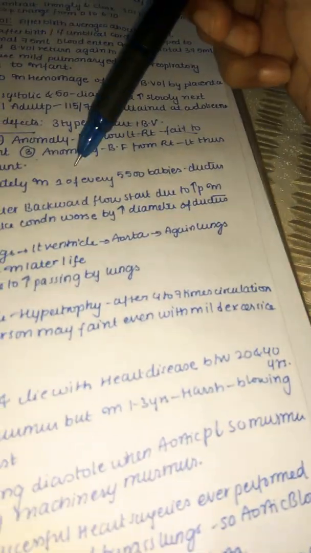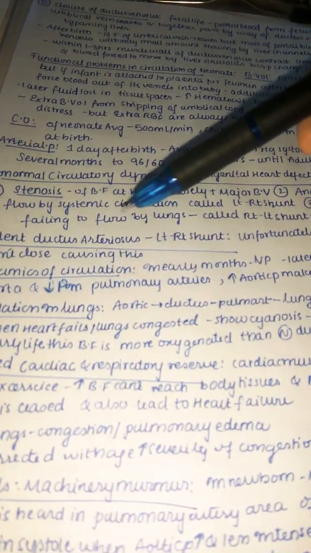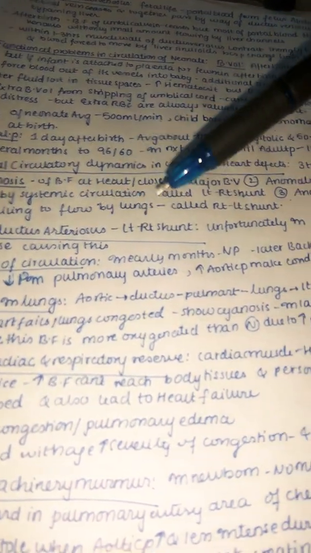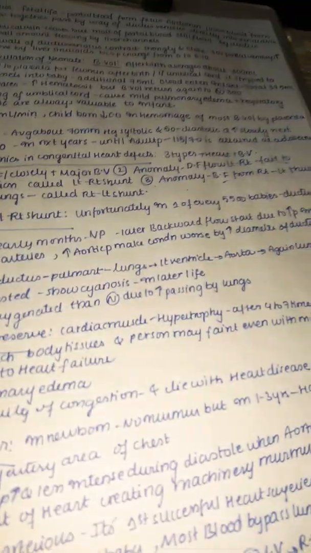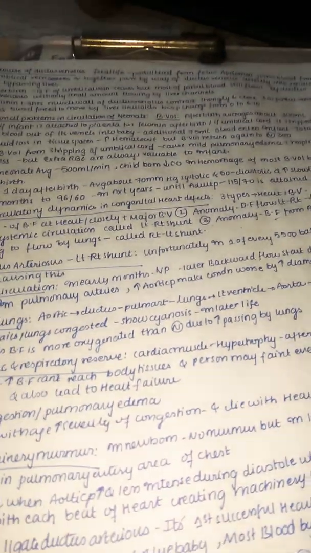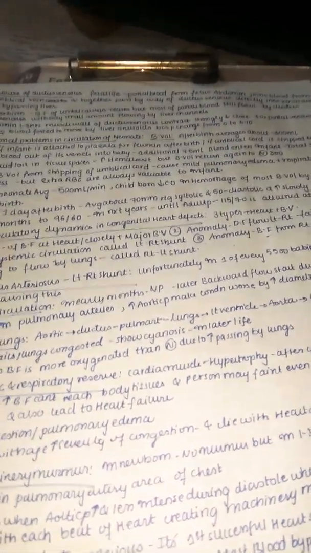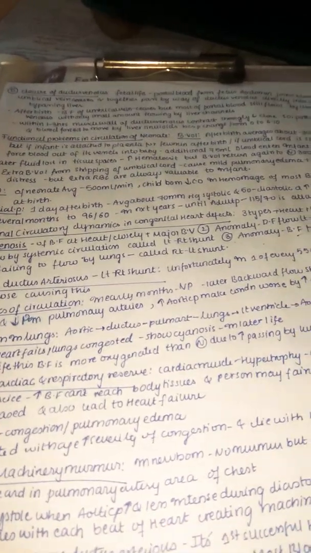And the third problem may be an anomaly like blood flow from right side to left side of the heart, and this is failing to flow through the lungs, and this is called a right to left shunt. So here the blood is moving directly from the right side of the heart to the left side of the heart by means of any ventricular septal defect. Because of this, now the blood can't enter into the pulmonary artery or into the lungs.